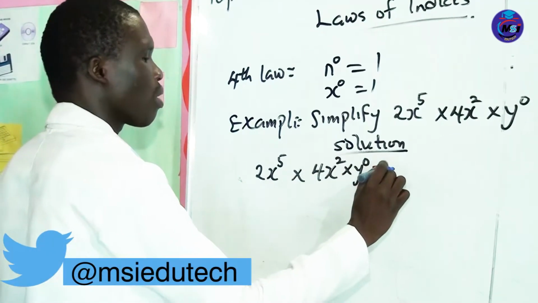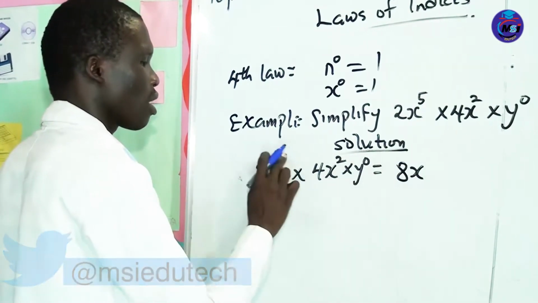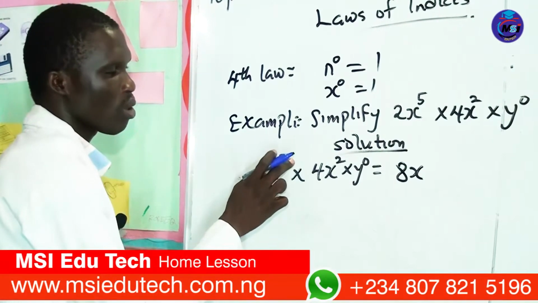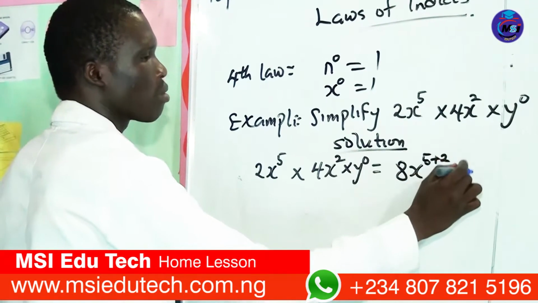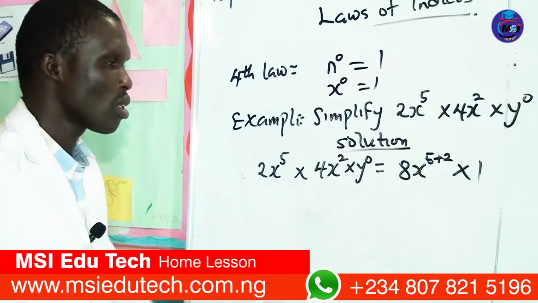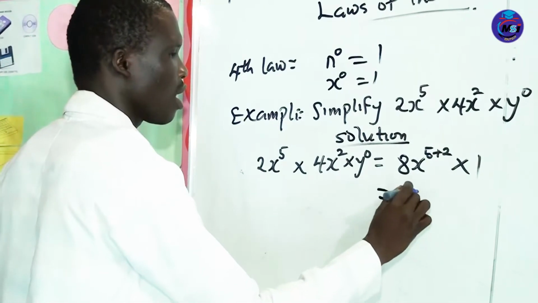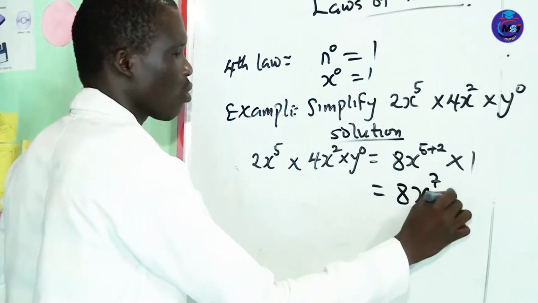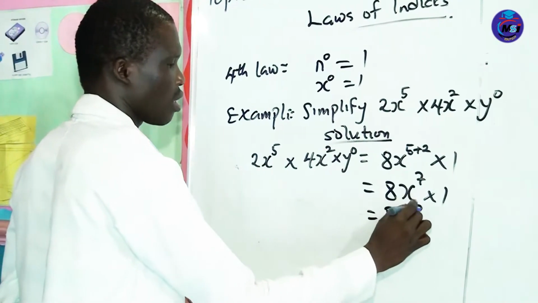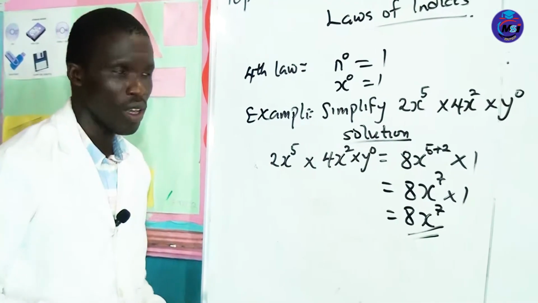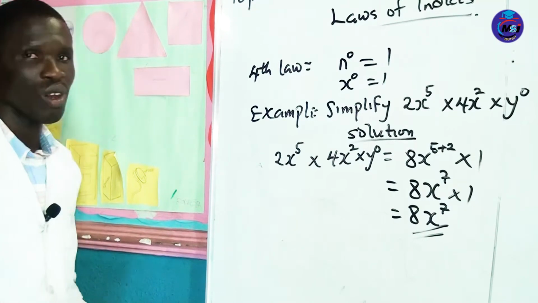We are going to have 2 times 4 will give us 8. This will give us 8x. You apply the first law. We are going to plus this, okay, times 1, because y raised to power 0 equals to 1. So this will give us 8 x raised to power 7 times 1. So 8 times 1 will still give us 8 x raised to power 7. I believe you understand where to apply this law. So let's go to the fifth law.